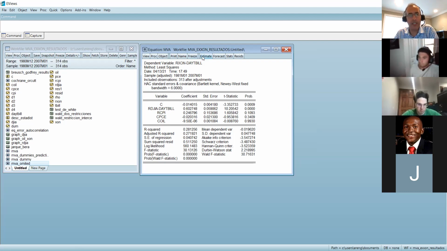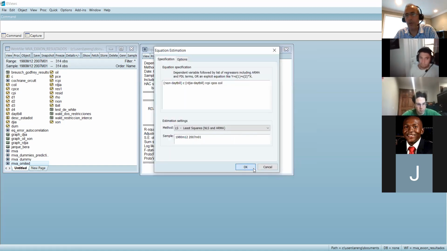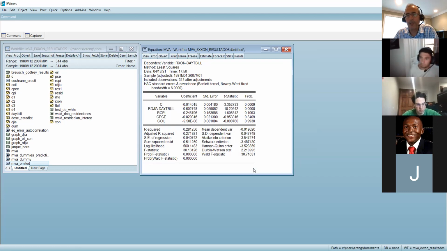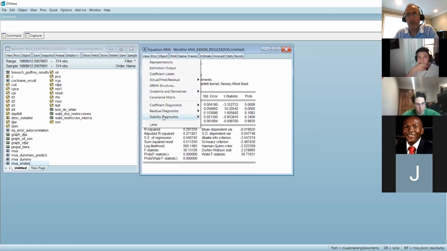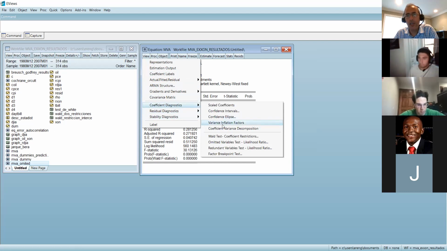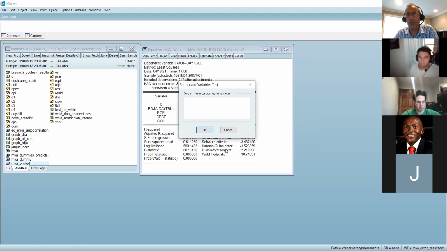So let's estimate this model again, just to be sure that I have this in memory. So I estimate, okay. Now what you do is you go to View, Coefficient Diagnostics, Redundant Variables. Are you with me? So it's View, Coefficient Diagnostics, Redundant Variables. The variable that I'm trying to analyze is coil, I think. Yes, this is the one here. I believe that this variable is redundant to my system, so I should be able to remove it.